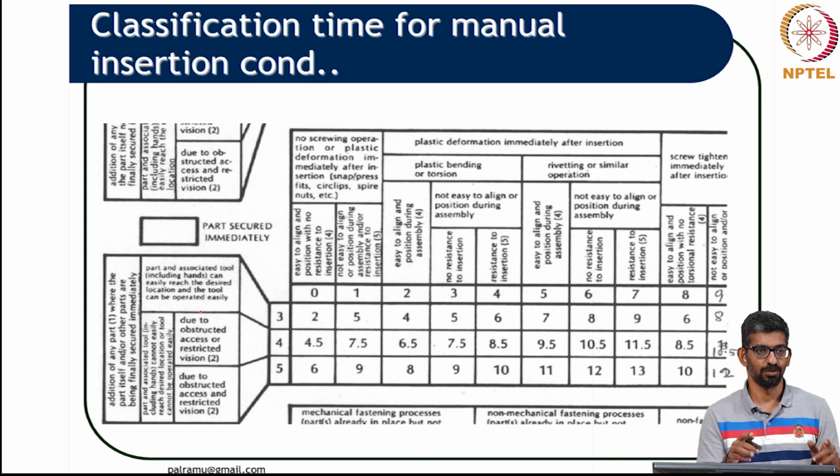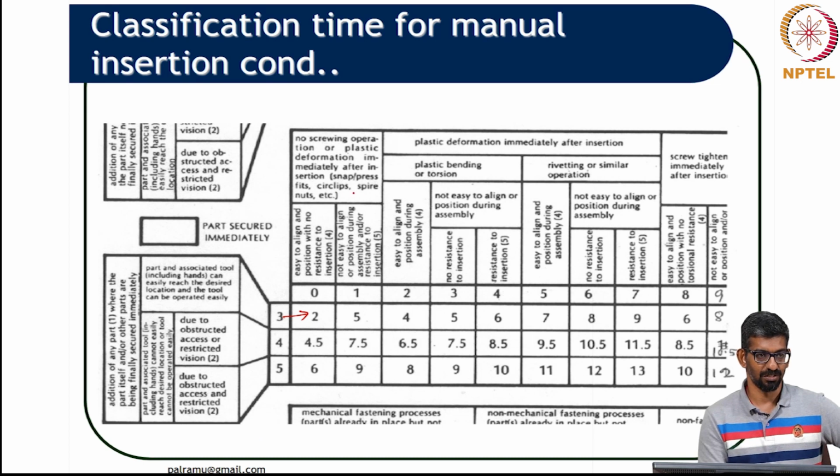Correct. Just put the strap and it is the outermost part, so you can do that. So, we will take 3. Okay. And then no screwing operation or plastic deformation immediately after insertion. Bracket, it says snaps / press fits, circlips, spire nuts, etc. Easy to align and position with no resistance or insertion, not easy to align or position during assembly and or resistance to insertion. It is neither of these two, correct?